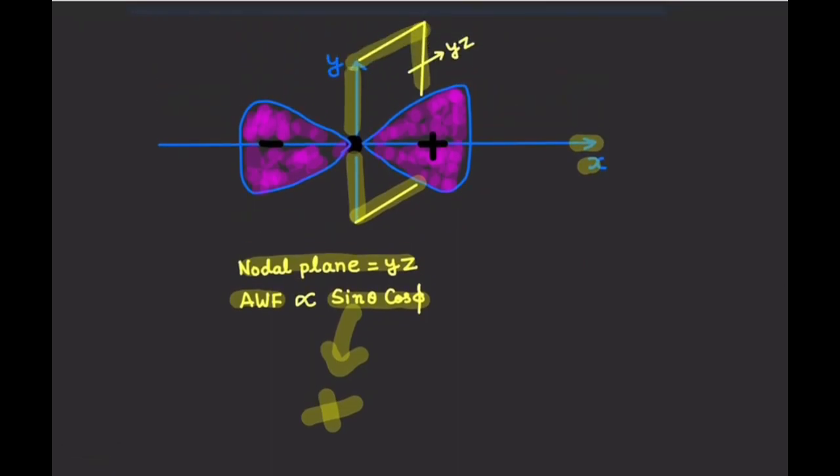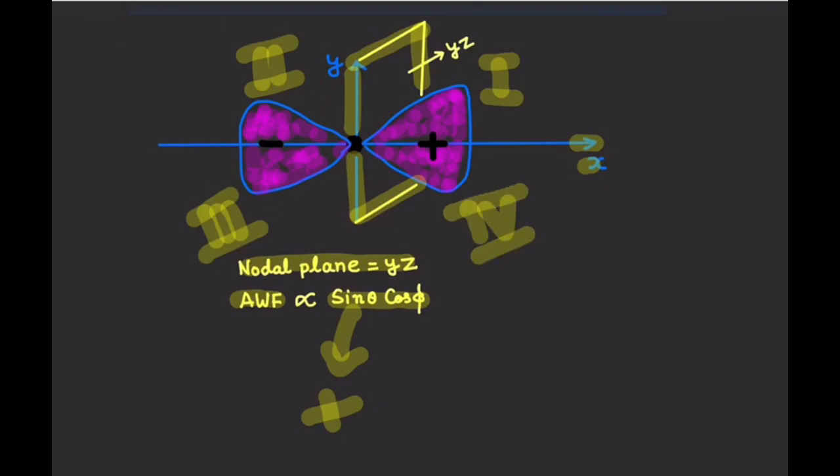Suppose this is the x-axis, this is the y-axis, and this is quadrant number 1, this will be quadrant number 2, this will be quadrant number 3, and this will be quadrant number 4. So we are moving from x to y. These are the quadrants. We have found that sin theta will not decide the sign because it is always positive, but the value of cos phi is positive in the first quadrant and fourth quadrant. That's why this lobe is positive. And the value of cos phi will be negative in the second and third quadrants. That's why this lobe is negative in sign.